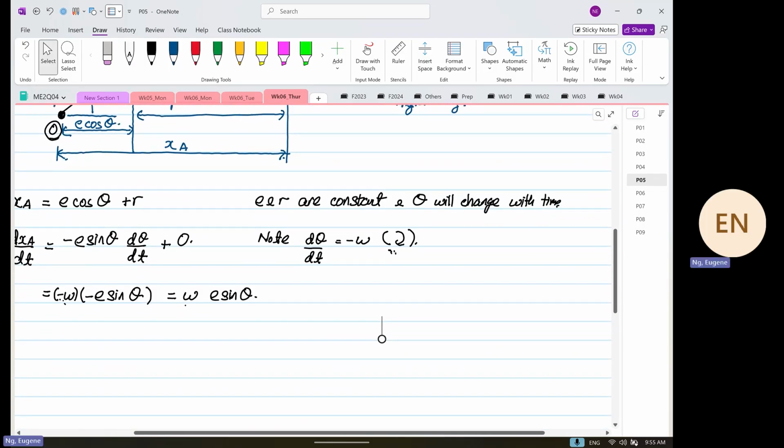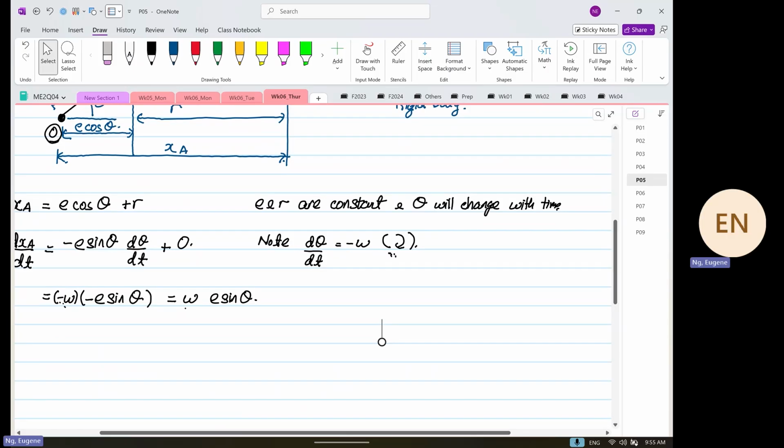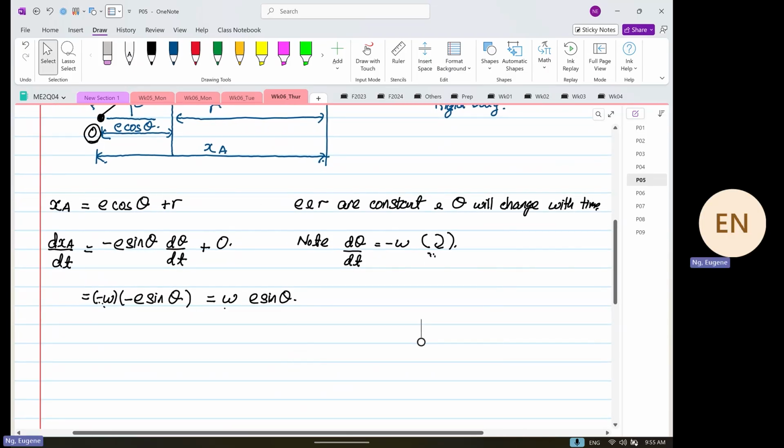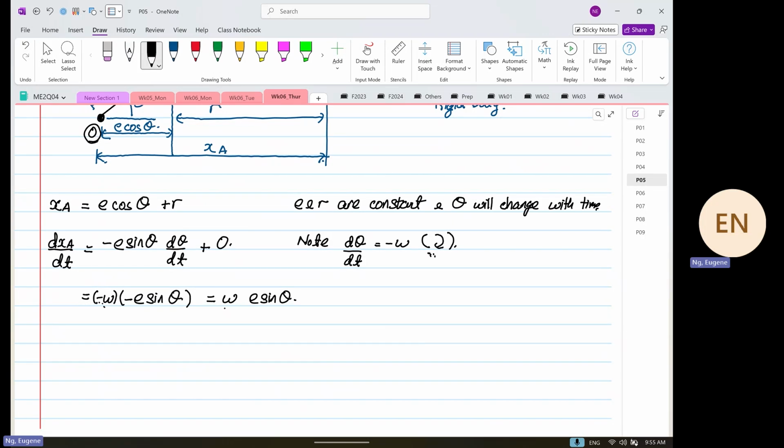So from here, we can write this as dXA. So we know down here that omega and E are constants, and theta will change with time.